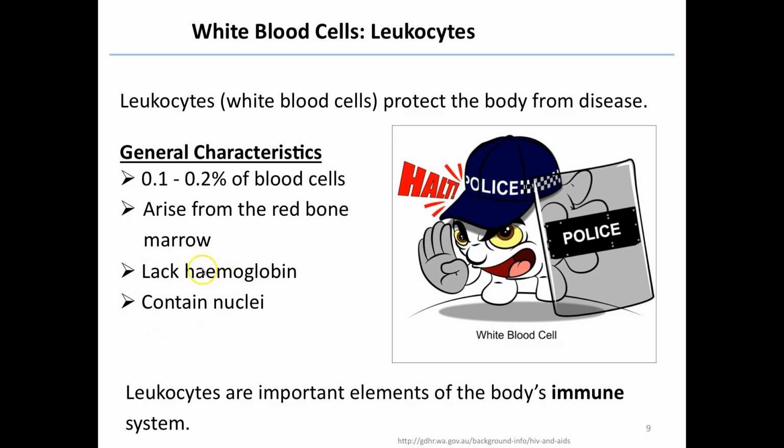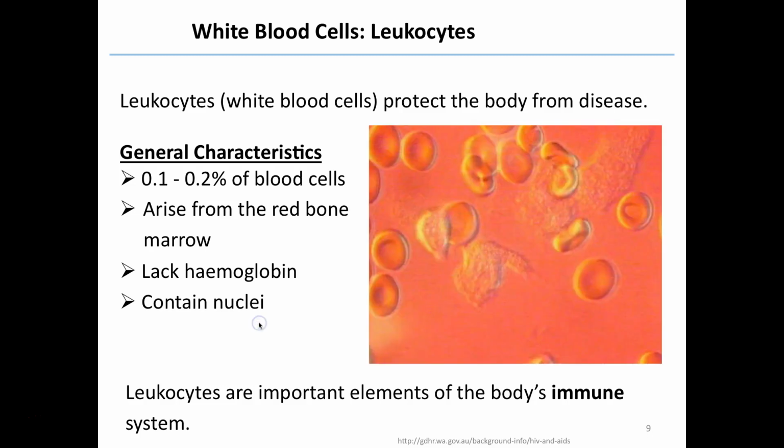But what it does contain is a nucleus. So white blood cells will have a nucleus. These leukocytes are important to provide the body with defense against microorganisms. They help to kill fungi, bacteria, parasites, and virus-infected cells. In this image here, we can see the red blood cells, this biconcave disc of the red blood cells, and amongst those are these white blood cells or the leukocytes.